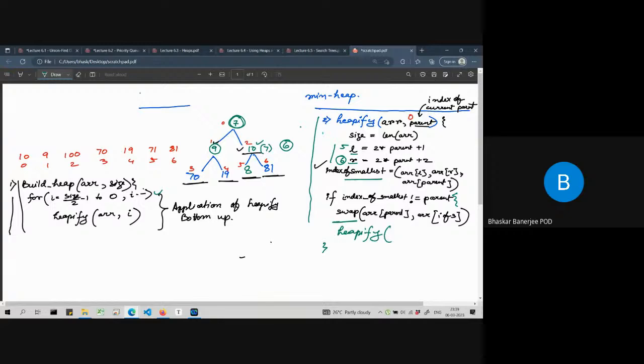So I would call heapify on ARR, comma which one? The swapped index, right? So I would pass the index of that. Sir, but what if there was one more heap below 8 that would have been disturbed after changing? No problem, recursion would take care. Once I have put recursion here, it would go on doing that until the condition is satisfied, and then it will stop.